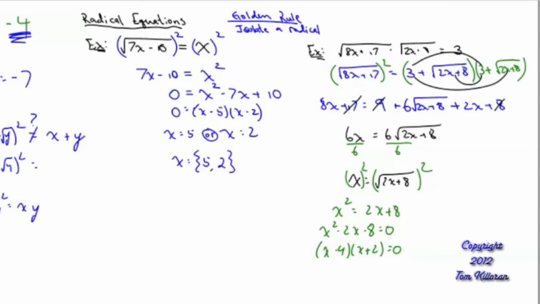Now, the important thing is I get x is equal to 4 and x is equal to negative 2. Do they both work? No. You gotta find out. If you take 4 and plug it in, it does work. If you take negative 2 and plug it in, 8 times negative 2 is negative 16, negative 16 plus 17 is 1. It'll give you 1.